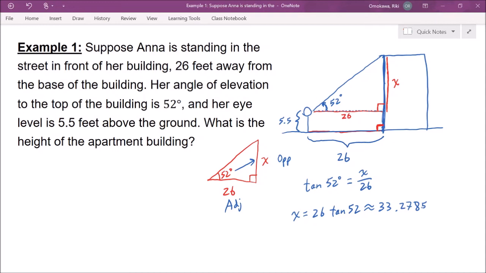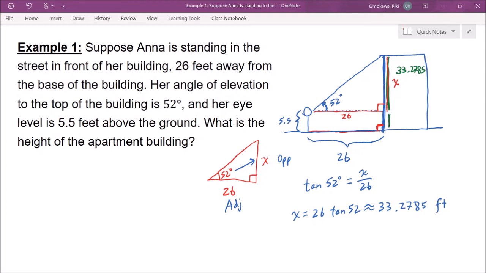And this is like a real world situation, so don't forget, what are the units? Well, we just found a side length, and for our lengths we've been using feet, so x is around 33 point something feet, right? And now it looks like we found our final answer, but notice, we're actually not done. This length that we found is this right here, right? This is 33.2785. But that's not the height of the building. We're missing a little bit down here.